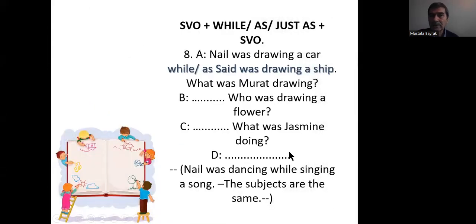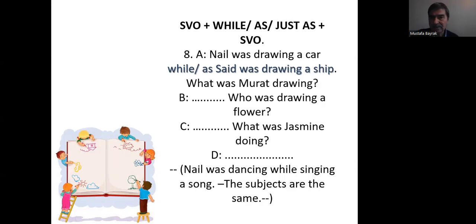What was Murat drawing? Murat was drawing the sun, as the picture of a sun and the clouds. What was Jasmine doing? Jasmine was drawing a flower. This is Jasmine, for example. She was drawing a flower yesterday morning.